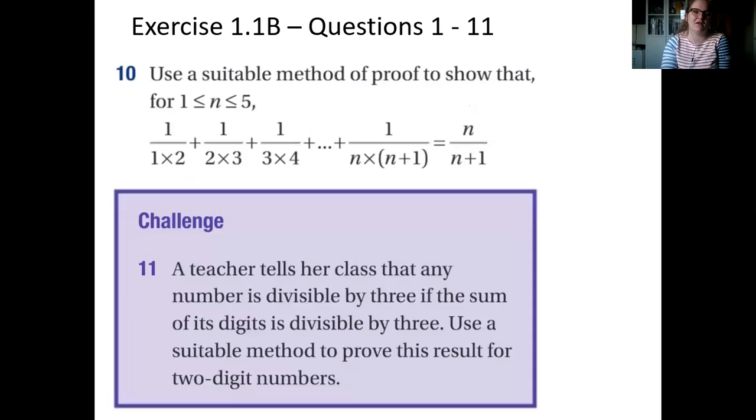And the final 2: use a suitable method of proof to show that n is greater than or equal to 1 and less than or equal to 5 in the set situation given below. I'm not going to try and read that out; it's easy for you to read it yourself. And then the final challenge: a teacher tells the class that any number is divisible by 3 if the sum of its digits is divisible by 3. Use a suitable method to prove this result for two-digit numbers. Again, you're being told to prove this result, so you have a bit of a clue as to what type of proof you should use.